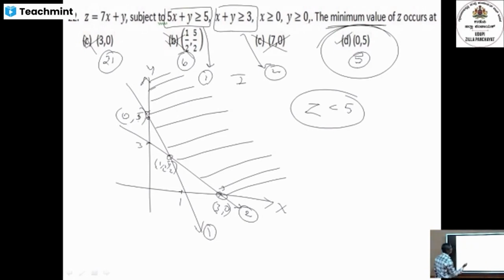What you have to do? You have to consider 7x plus y strictly less than 5, and you have to get the condition. So when y is equal to 0, x is 5 by 7. Somewhere here you will get, and it passes through like this. So that means there is no common point between the feasible region and the line. The shaded region will be towards this side. So there is no common point, and the minimum occurs at 0 comma 5. 0 comma 5 is the point of minimum.